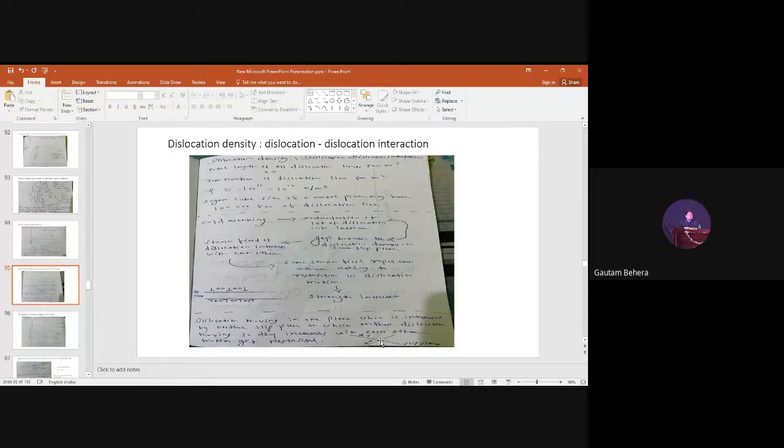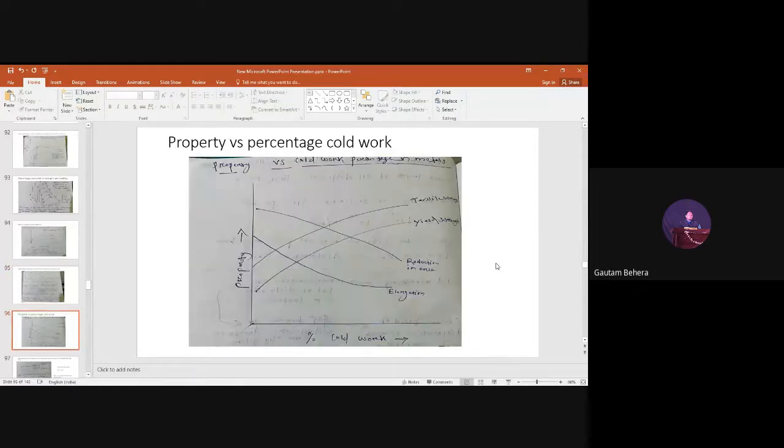Obviously, they will interact at the intersection point. So they get tangled up over there. So dislocation motion will be very difficult at the intersection point, and we need more shear stress for that. So that increases the strength of the materials, which is written over here. We'll see a very good relationship between the dislocation density and the distance between the dislocations soon.